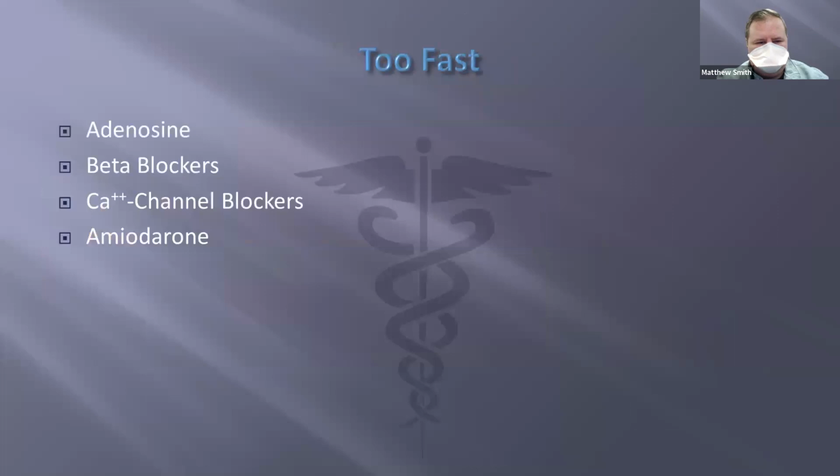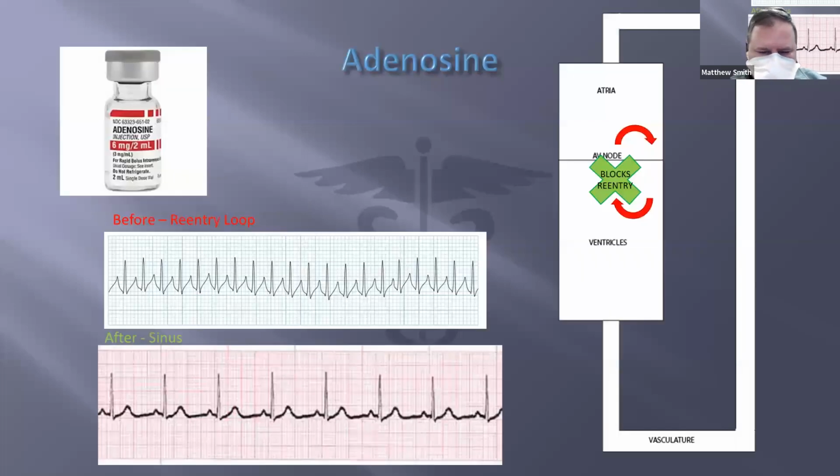Let's move on, talk about our rhythms that are too fast. So the first drug that I want to talk about with you is adenosine. All right, so the first drug we're going to talk about is adenosine. So for adenosine, this is our drug of choice when we have supraventricular tachycardia.